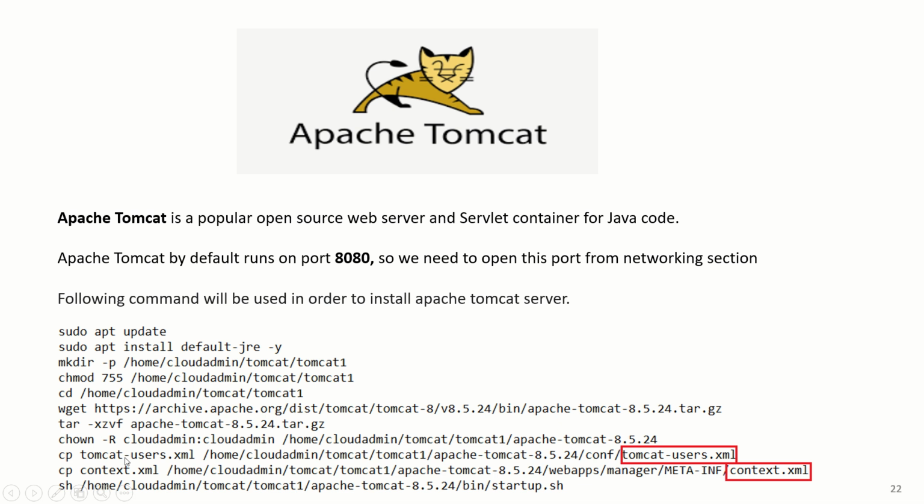Once that is done, you can see two files in these commands: tomcat-users.xml and context.xml. I'll place these two files in my repository because certain modifications are required in them. I have already modified them and placed them in my repository, so I'll use them to automate this and avoid manual effort during installation. Once that is done, we'll start our Apache instance. I'll tell you in my next slides what modification I made to tomcat-users.xml and what modification I made to the context.xml file.